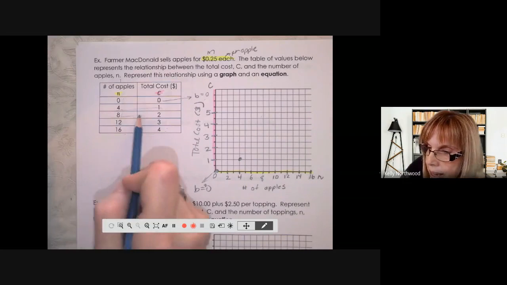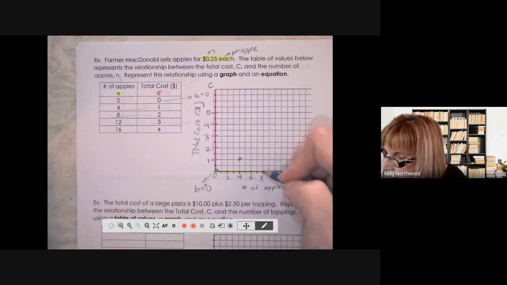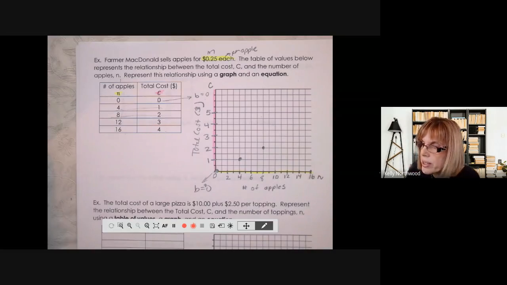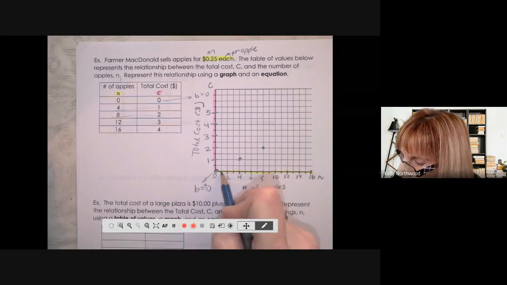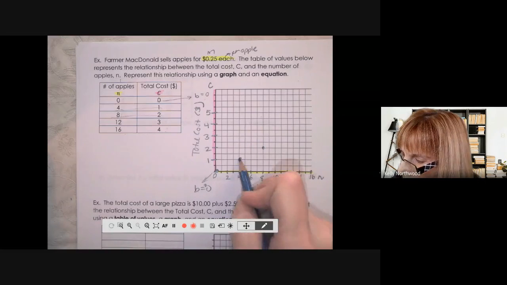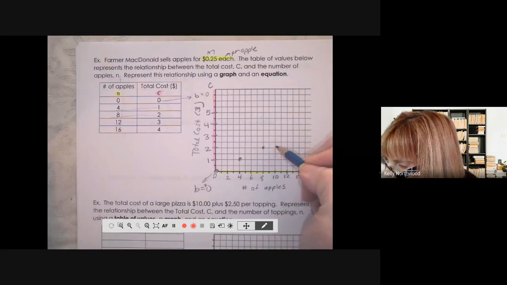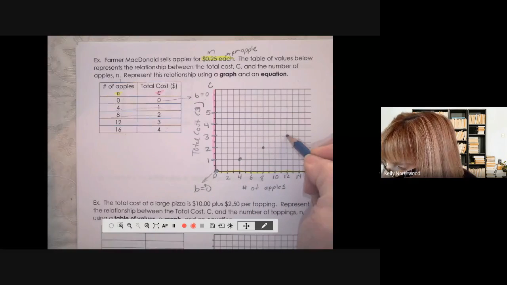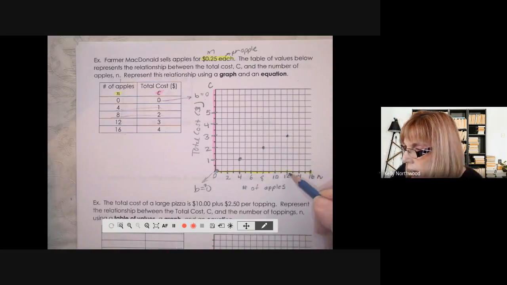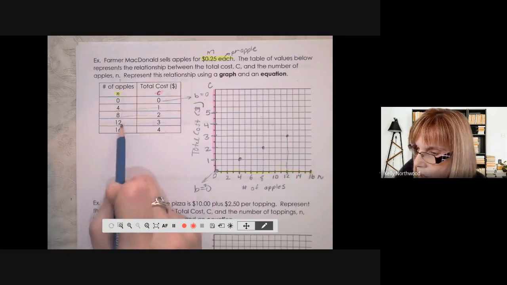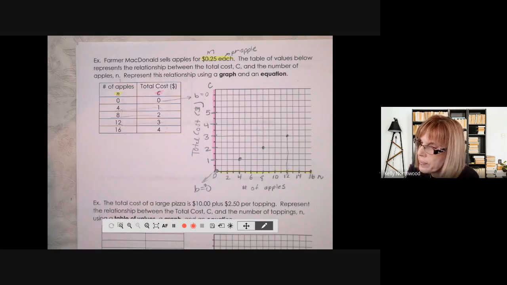The third row is 8 apples and $2. So 8 apples and $2. And you should start seeing your staircase. So we went over 1, 2, 3, 4 squares and up 2. 1, 2, 3, 4, up 2. So I would go 1, 2, 3, 4, up 2 and see if that's right. So that should mean that 12 apples cost $3. And that's right. 12 apples cost $3.